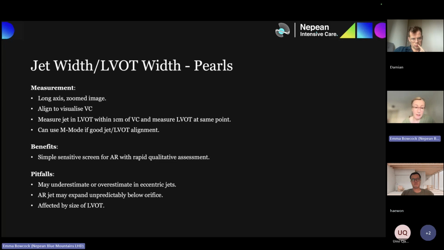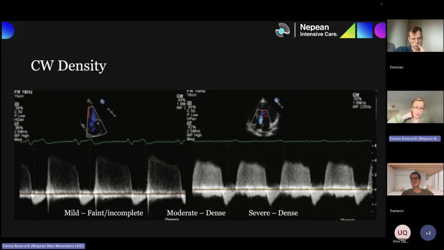Continuous wave Doppler is what we can use as we move on from using colour. The density of the jet can give you that subjective or qualitative assessment. So it's important that you're as aligned as you can be. If you've got an eccentric jet, often that's in your parasternal long axis view. I think I've got some pictures to show you that. Your best alignment's not always in your apical imaging, especially with the eccentric jets. And if you're seeing a faint or incomplete profile, then that's more in keeping with mild.